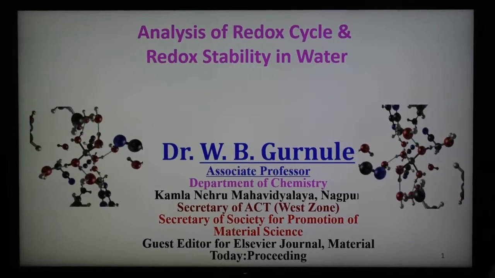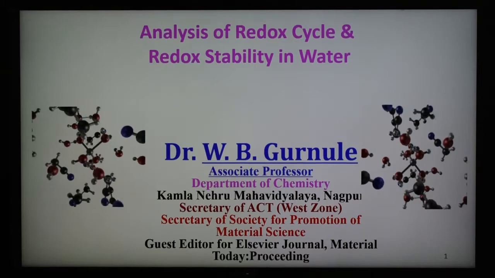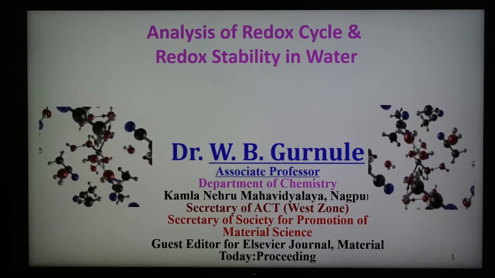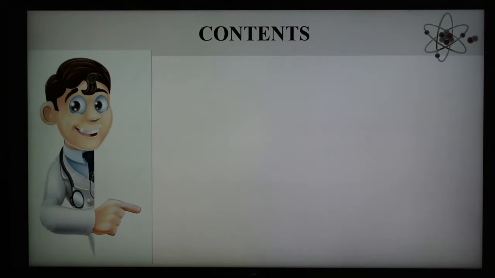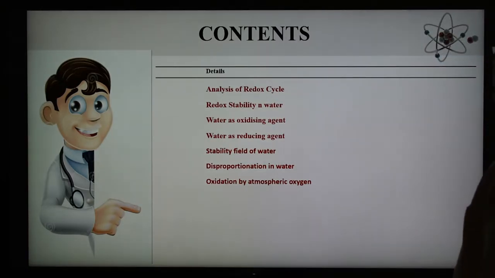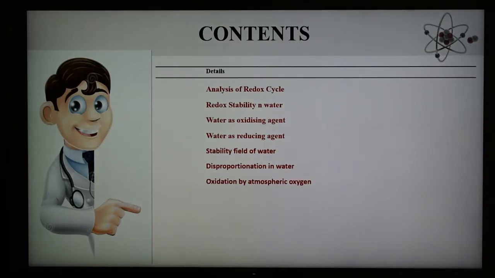So today's topic is analysis of the redox cycle and redox stability field in water. As we know, we will see how to find out the redox potential in the next slide. The topics covered in today's presentation are analysis of the redox cycle, redox stability in water, water as an oxidizing agent, water as a reducing agent, stability field of water, disproportionation in water, and oxidation by atmospheric oxygen.